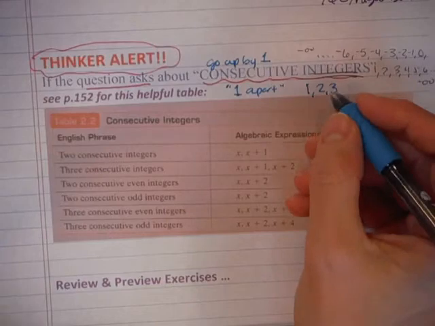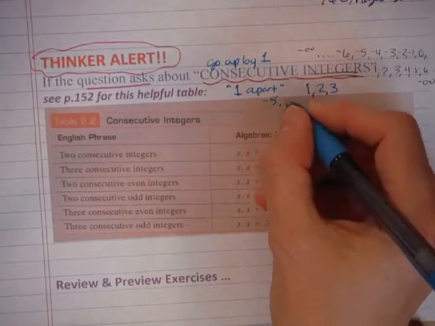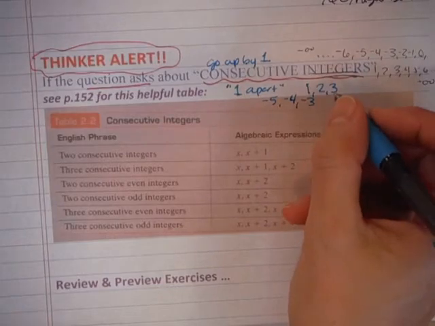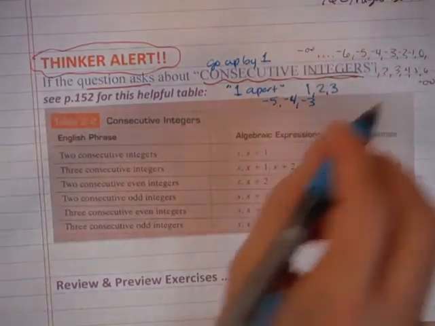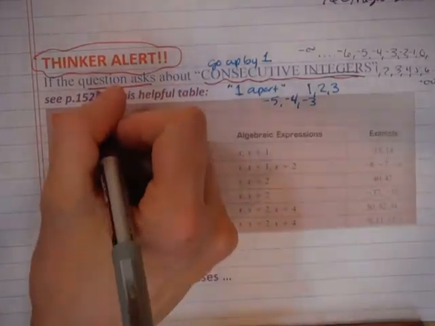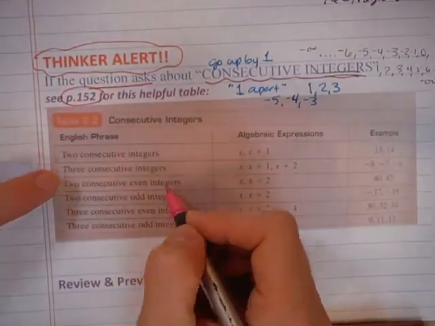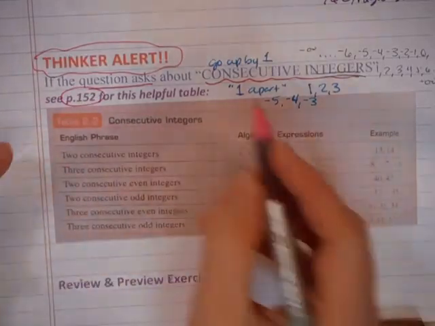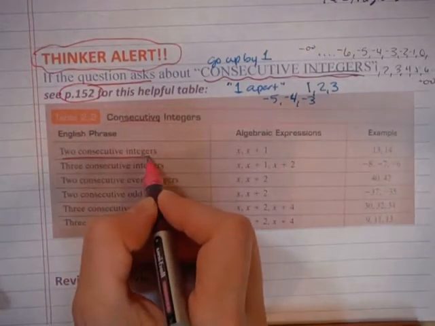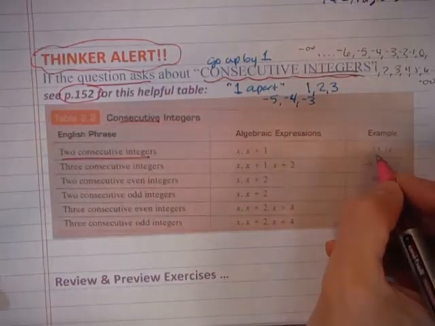Or consecutive could also be like -4, -5, -4, -3. Those are 3 consecutive integers. They come one right after the other. So this table here on page 152 walks you through some of the phrases and the algebraic expressions dealing with consecutive integers. So 2 consecutive integers, and an example here might be 13 and 14.